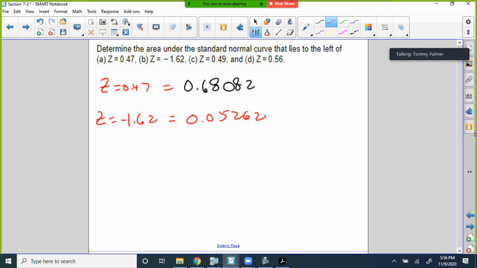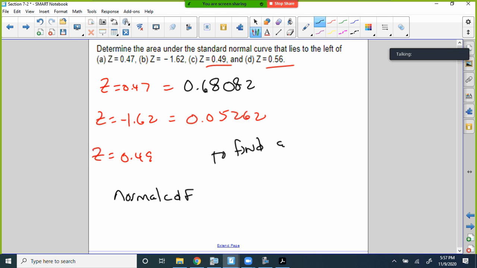Now, let's talk about how we do this on a calculator. We're going to do these last two. We can do that one there, but it's not going to really matter. So z equals 0.49. How do we do this? We're going to use what's called the normal CDF, normal cumulative distribution function. We're going to use this function on our calculator to find a z-score.